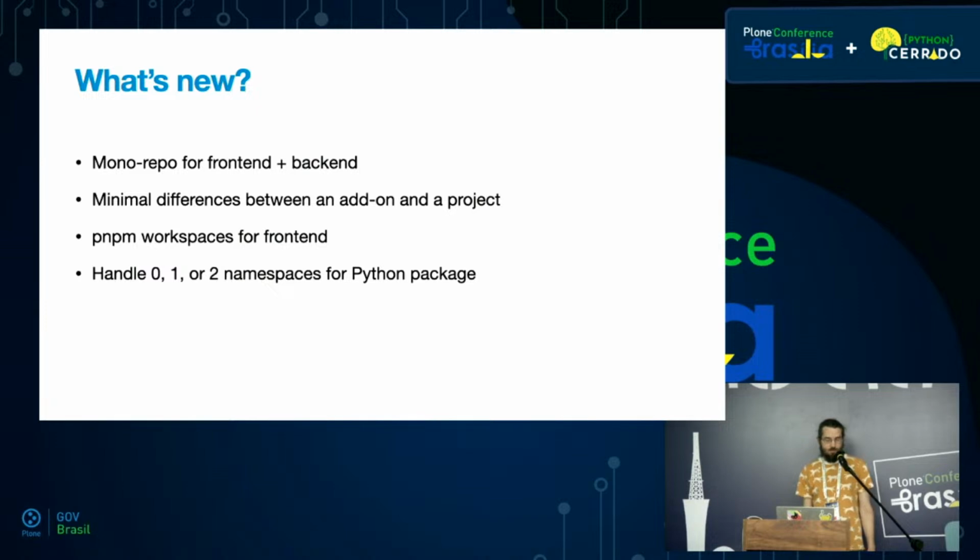And then on the Python backend side, one significant improvement we made was that before you could only create a package that had one namespace, like collective.something. But in our community, we commonly want packages that have no namespace or more than one namespace. And now that works just fine.